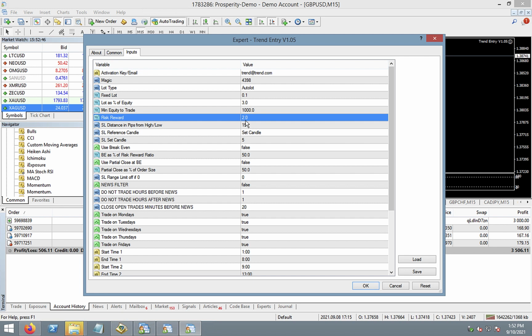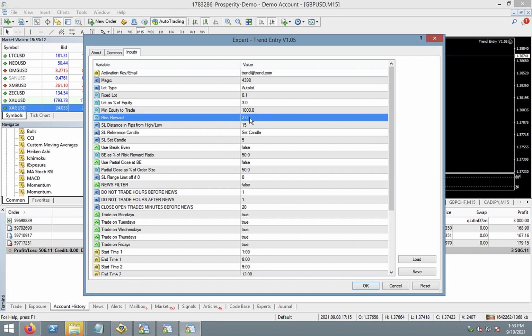But if you put it at 1-to-1, if my stop loss is 20 pips, my take profit would be 20 pips. If I put my risk reward at 1-to-3, my stop loss is 20 pips, my take profit would be 60 pips. If I do 1-to-5, my stop loss is 20 pips, my take profit is 100 pips. So you can have the bot be a scalper or a swing trader or anything in between, just like how a real trader does. That's why I did that.